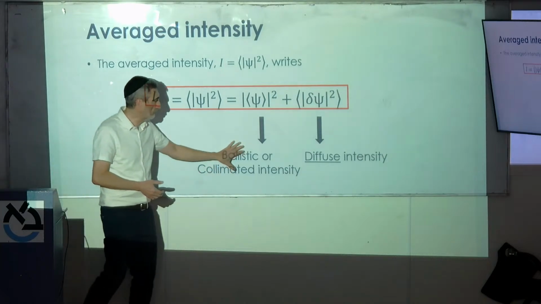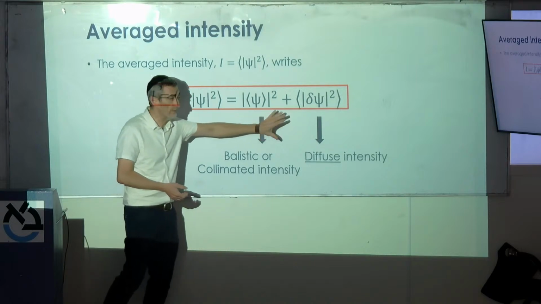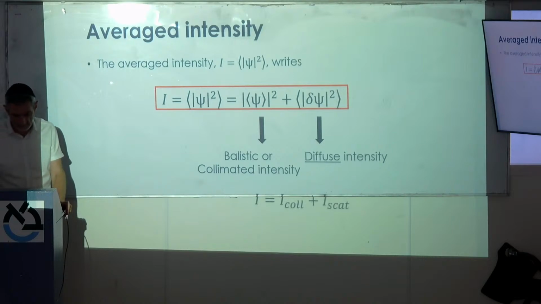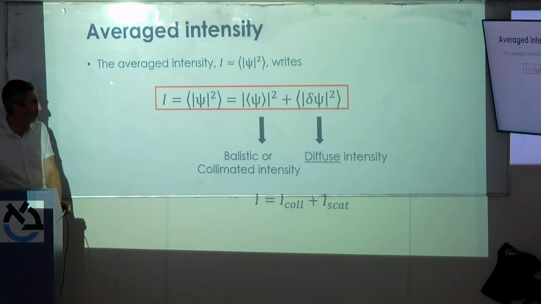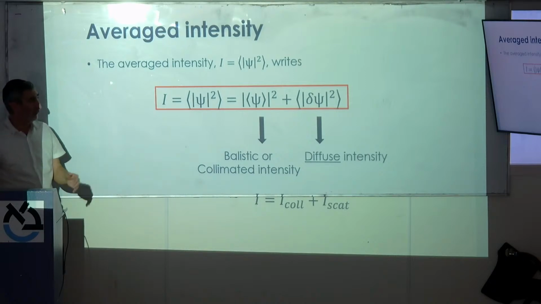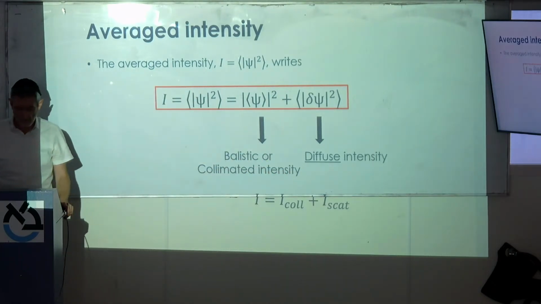So we have two contributions, and they are very important. This term is the ballistic contribution, and then the diffusive contribution, and I will illustrate that to you. So I wrote it like that: I is collimated. Collimated means a collimated beam, a beam that goes straight in one direction, the same direction as the incident wave, plus the scattered part, which is called the diffuse intensity. So it's the first time we see this term, diffuse light, diffuse intensity.